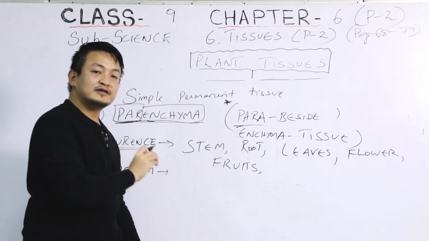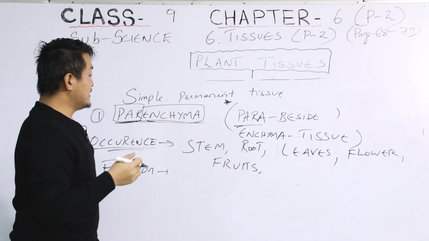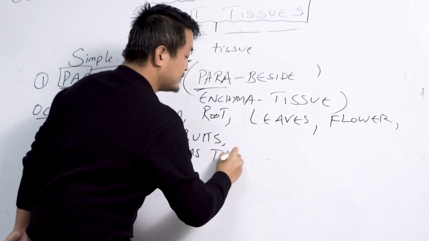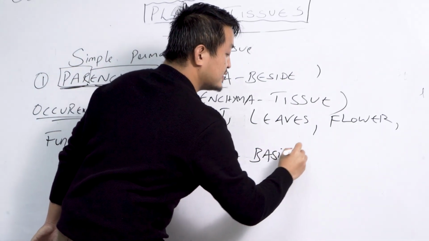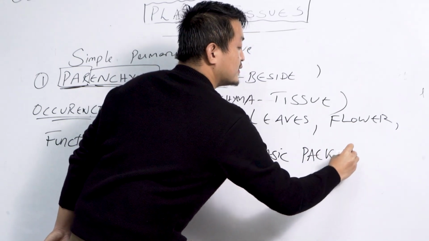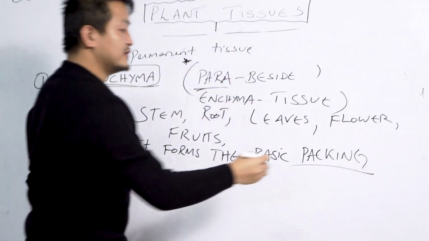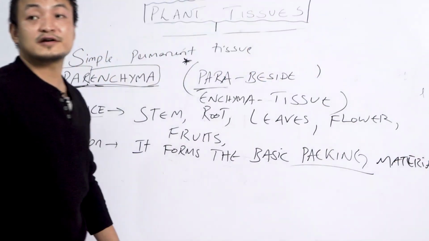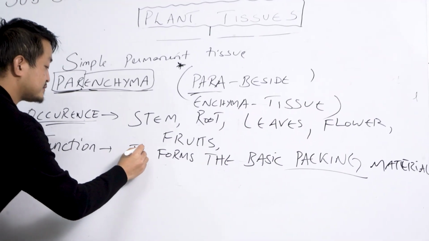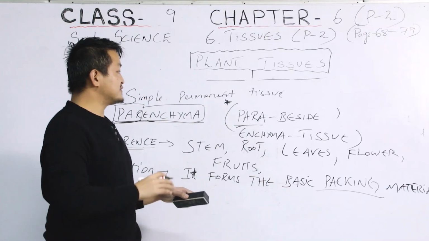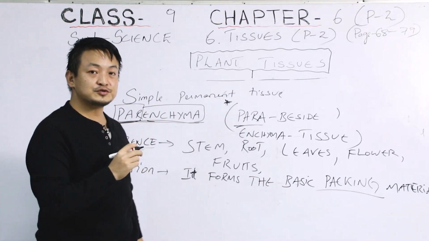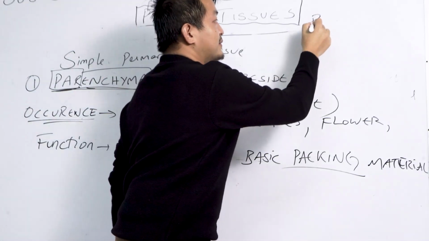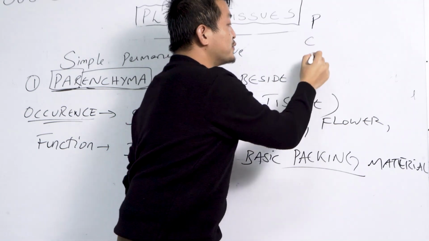Now this parenchyma, the one most important thing is that it forms the basic packing materials for tissue. Clear? Now students, like I said, we have three types under simple permanent tissue. So parenchyma, and then we have collenchyma, and then we have sclerenchyma.